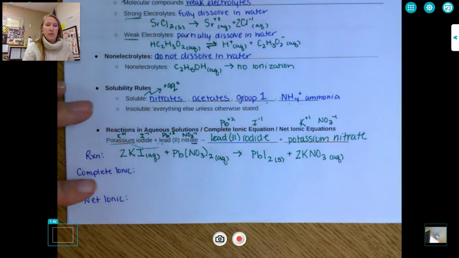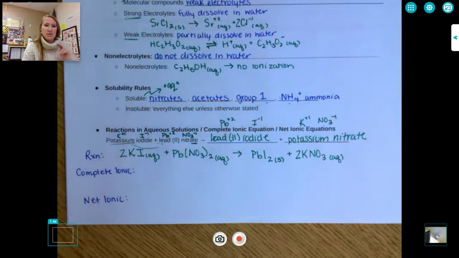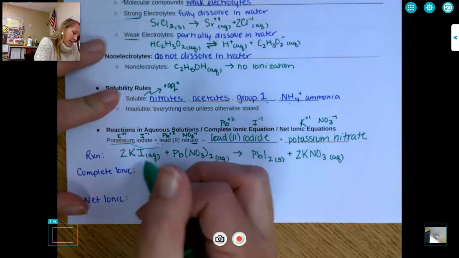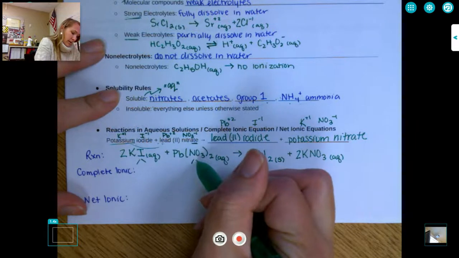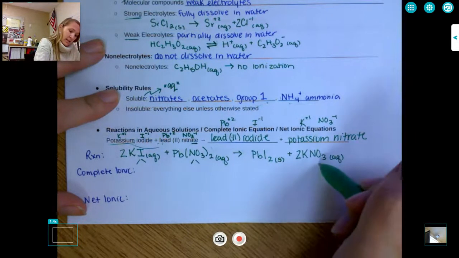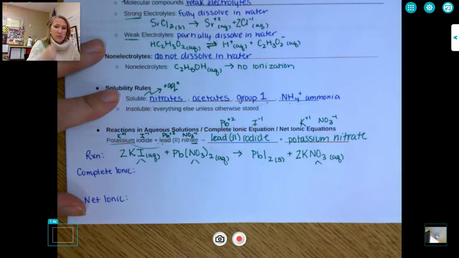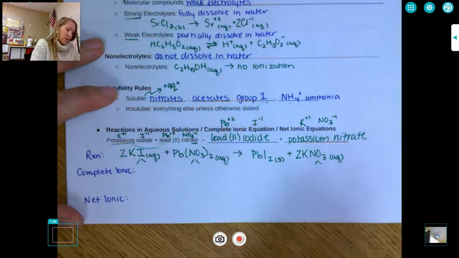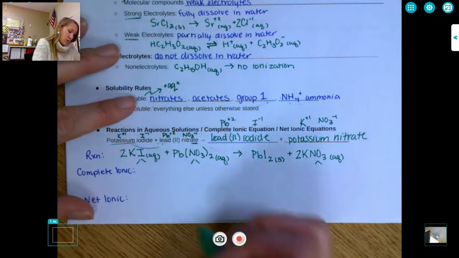Now we're going to look at, well, if things are aqueous, that really means that they're split into 2 ions. Their ions have split apart. So we can show that. Everything that's aqueous is going to split apart into its ions. Solid is going to stay together, but my other aqueous ones are going to split apart. So complete ionic is showing all of the ions in solution.